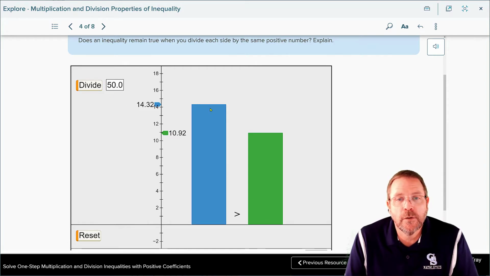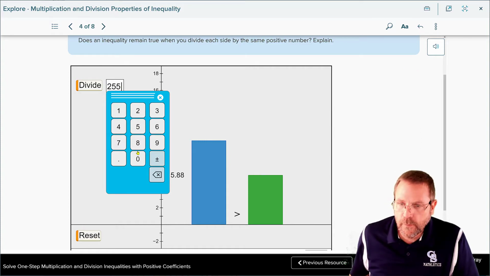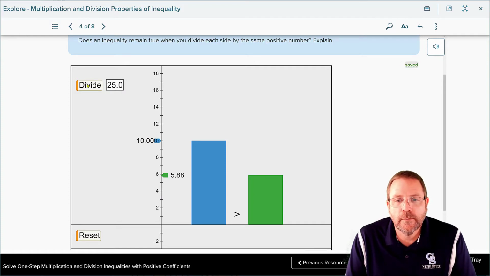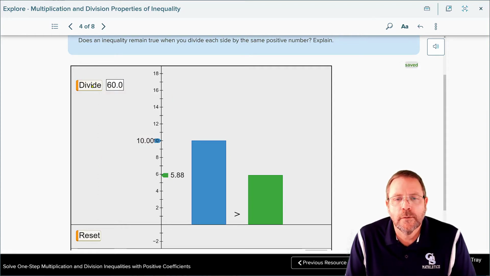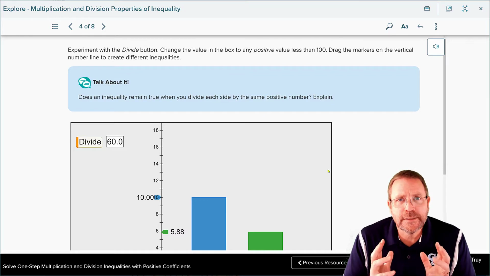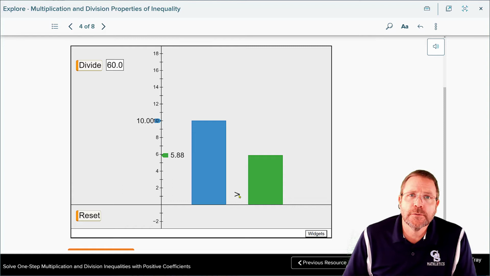Well, let's go to some smaller numbers here, something we can see a little bit better. What happens if we divide it by 25? And hit enter. Whoops, not 255, just 25. And when we do that, I think I broke it. Divided by 60. No, I broke it. Oh well, y'all get the point though. It doesn't matter what you divide both sides by, as long as it's the same positive number, this sign right here is not going to change directions.